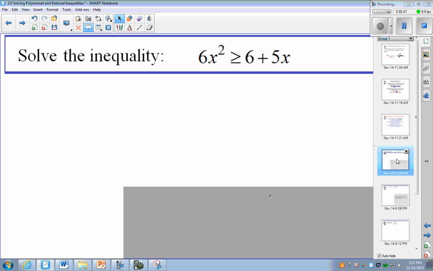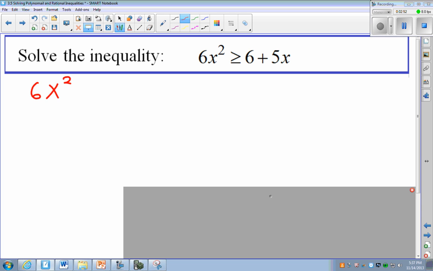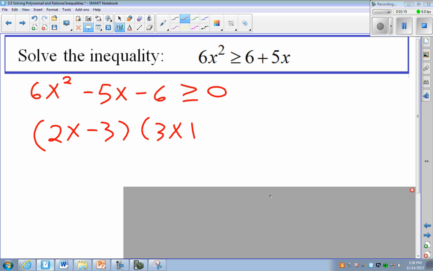Okay, so when we want to solve this inequality, the first step said for us to set everything equal to 0. And so we move everything onto one side. I'm moving everything onto the left side. So this is greater than or equal to 0. Okay, now, this function right here we can actually factor down. And it'll factor down to 2x minus 3 and 3x plus 2. And this is still greater than or equal to 0.